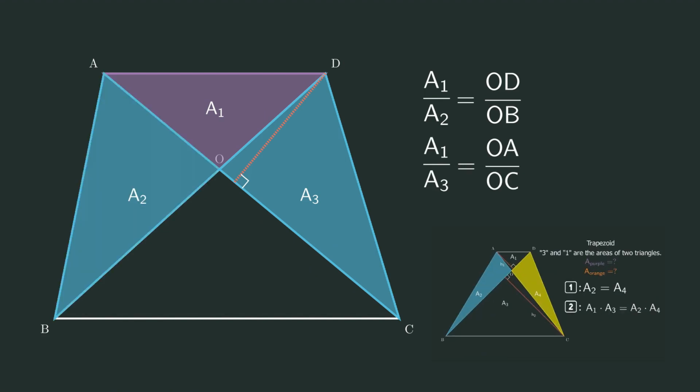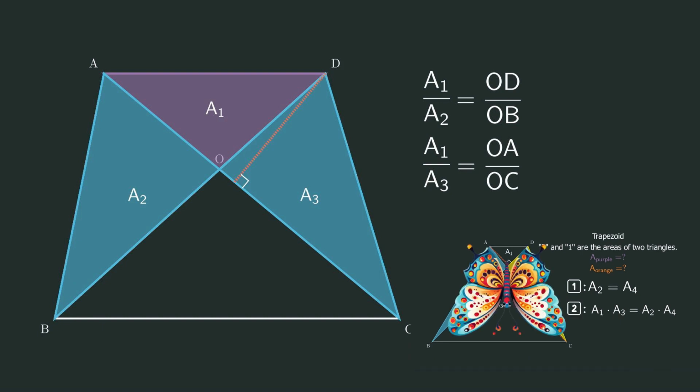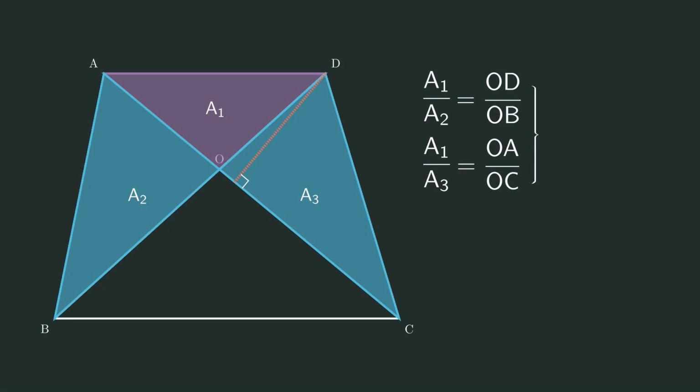A previous video proved that when diagonals of a trapezoid are connected, the areas of the triangles on the left and right sides are equal. This is the butterfly model. If you haven't seen it, you can click here. We simply apply this, confirming that A2 equals A3, which means we can establish that the ratio between OA and OC is the same as the ratio between OD and OB.